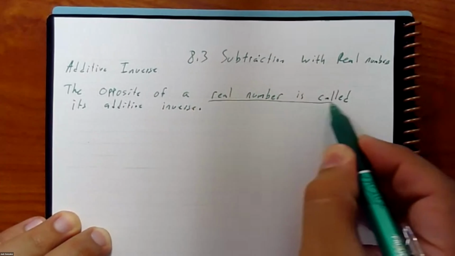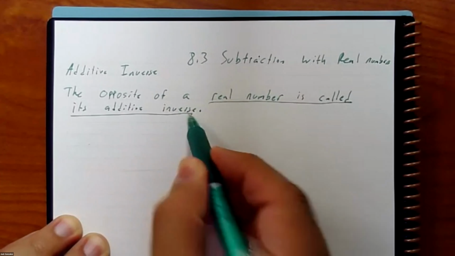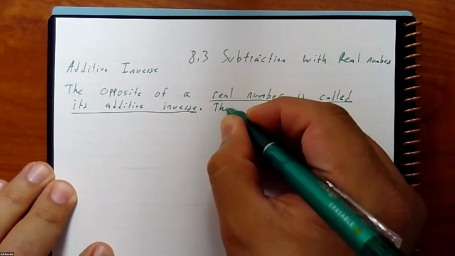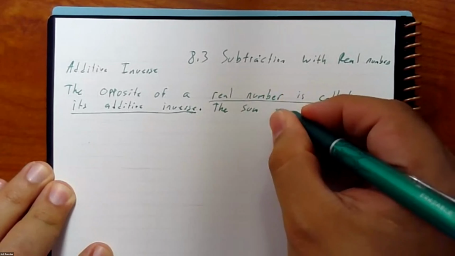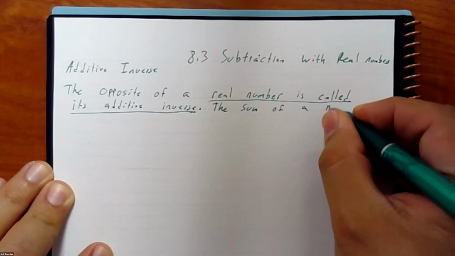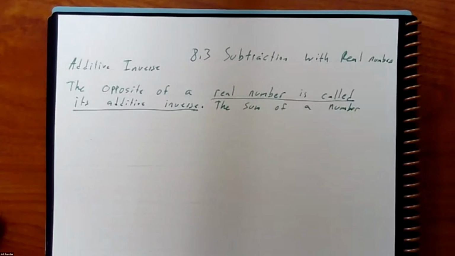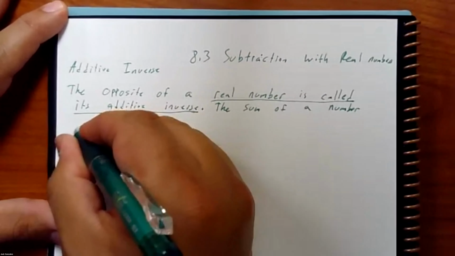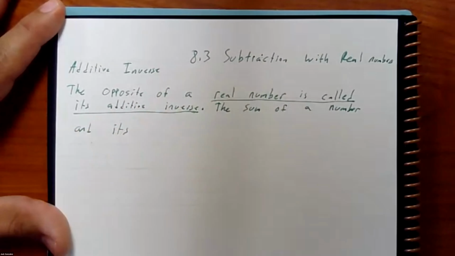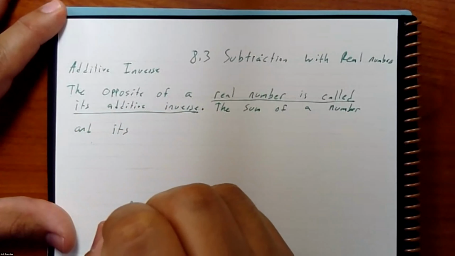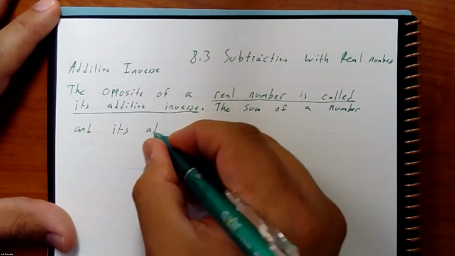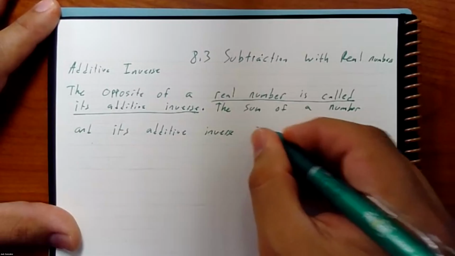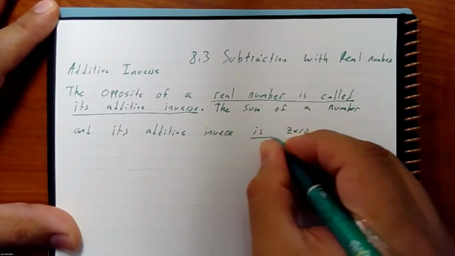So this would be the blank spot. The sum of a number and its additive inverse is 0. So this is the blank spot.